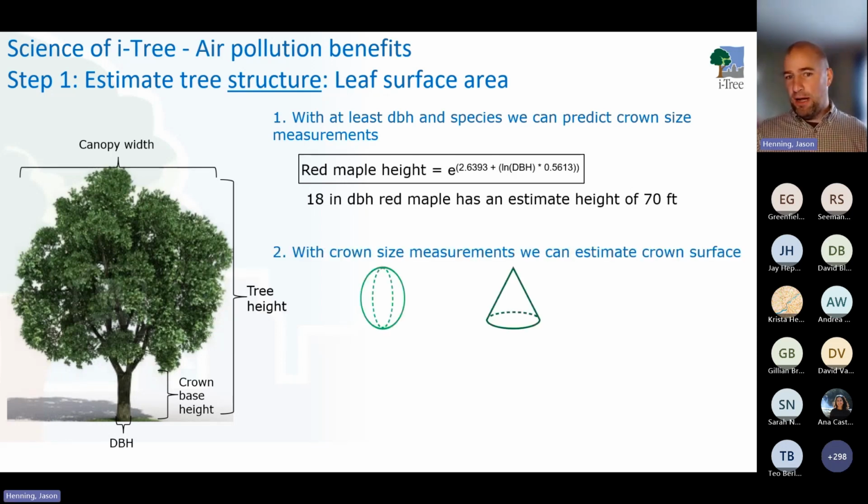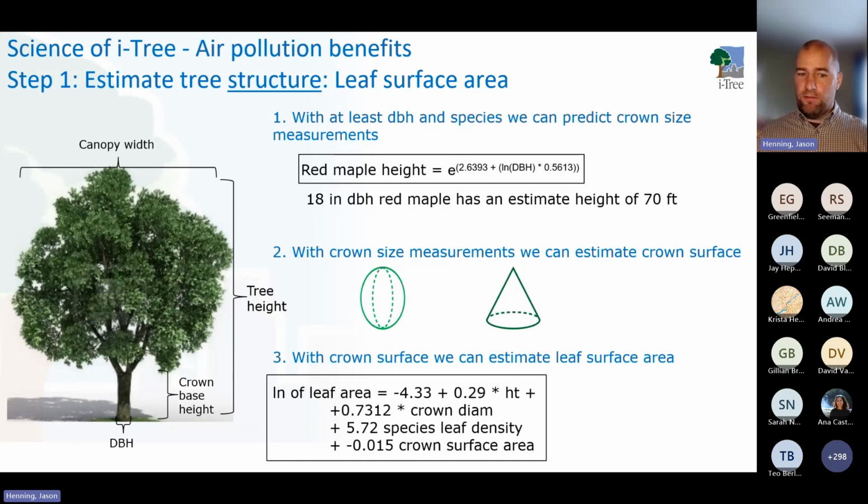So how does that feed into the models? Well, we're trying to estimate how big the tree's crown is. So that's the volume that has leaves in it. So knowing where the top of it is going to be important, knowing where the crown base is going to be important, how wide, all those things can feed into the iTree models. And we come up with an estimate of the crown surface area. So that feeds then into our model of how much leaf surface area that tree has. Again, you don't need to write down this equation with the natural log of leaf area and all these other parameters, but this is how it works inside the model.